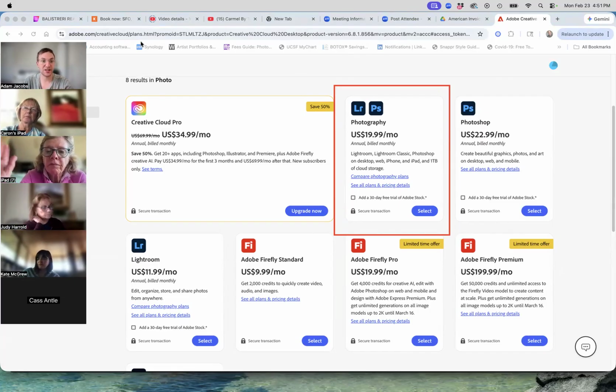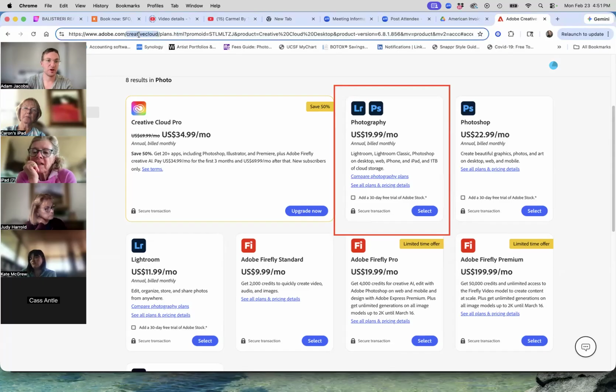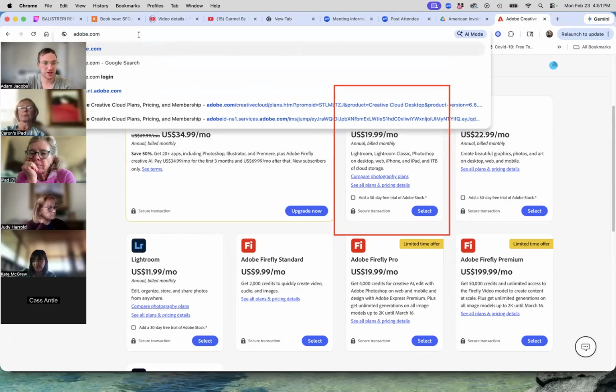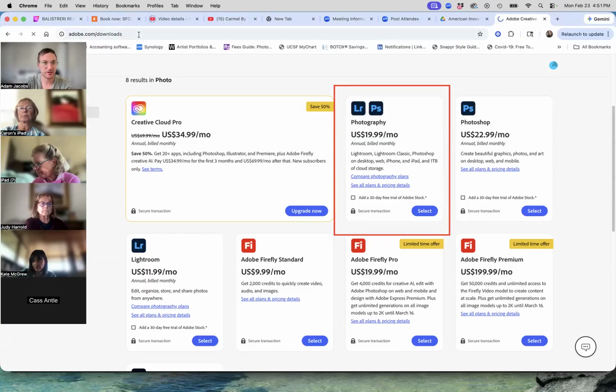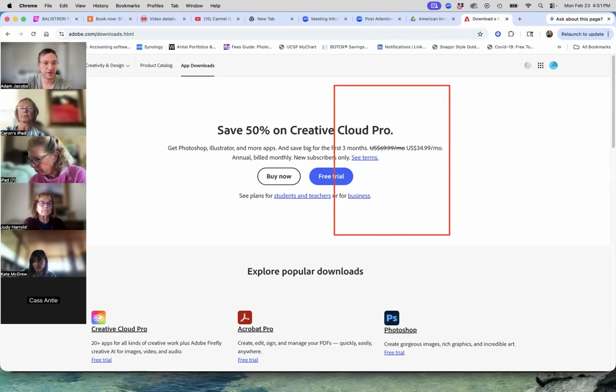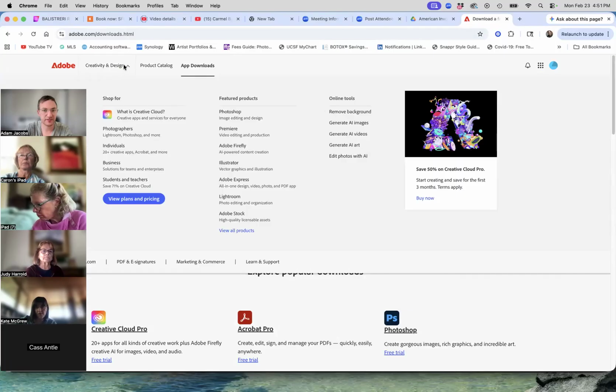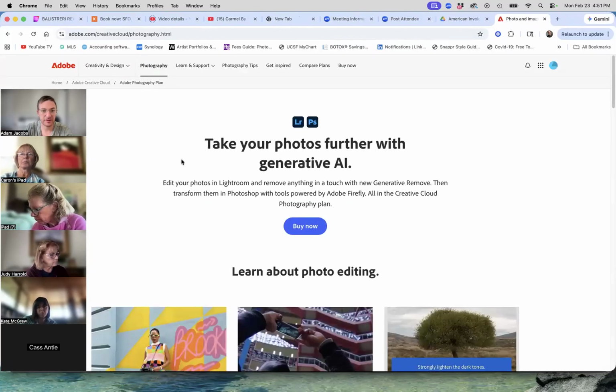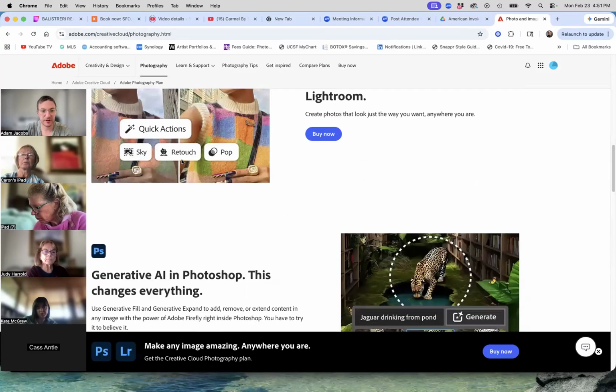And the easiest way actually to get to it, I'm going to backtrack. If you go on your computers and you go on the internet and you go to adobe.com/downloads, it's going to open this page. You're going to hit creativity and design up here, and then you're going to hit photographers. So adobe.com, creativity and design, photographers. Click on it. Okay, take your photos to the next level.